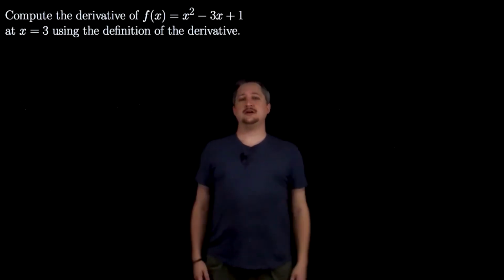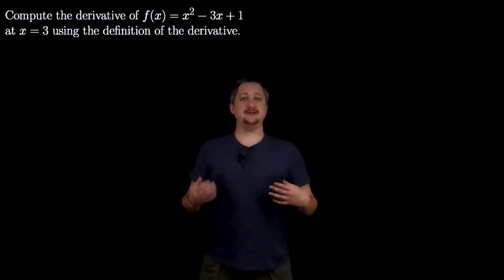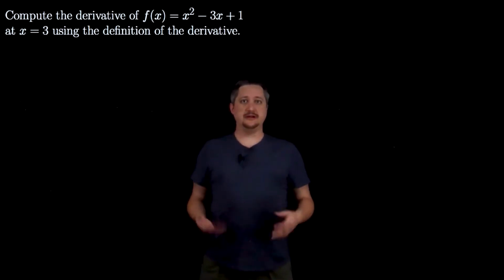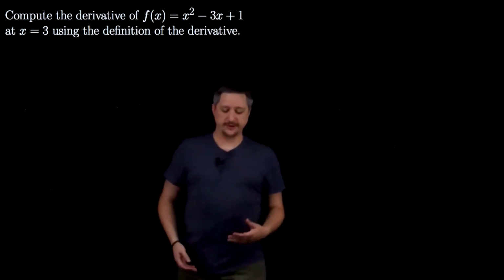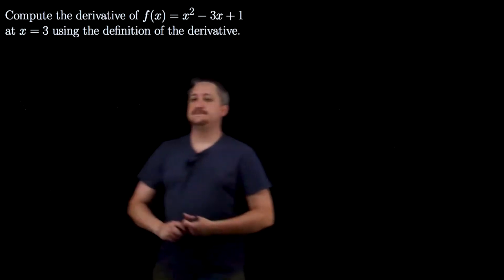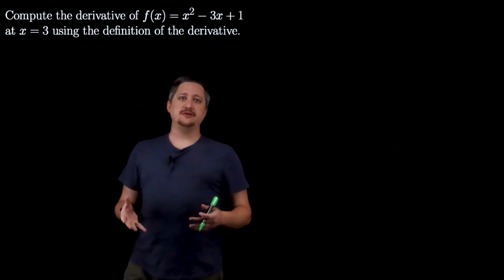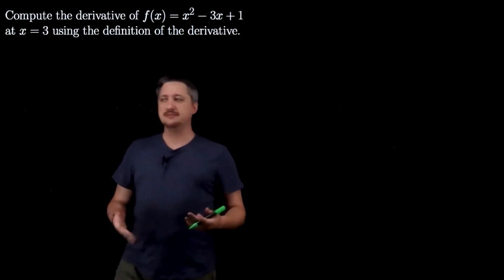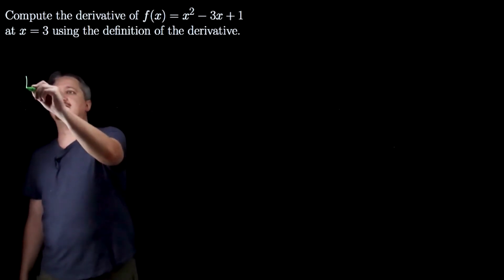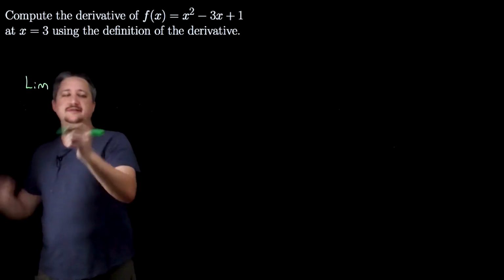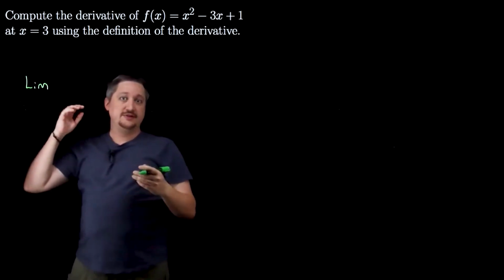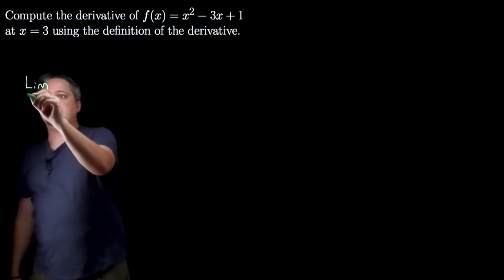Hello. So for this example, we're going to be using the definition of the derivative to solve for a derivative at a given point. So if you remember, we have a couple options for the definition of the derivative, but the go-to one most of the time that's easiest is doing this limit as we can do delta x or h. I'll do h in this case.